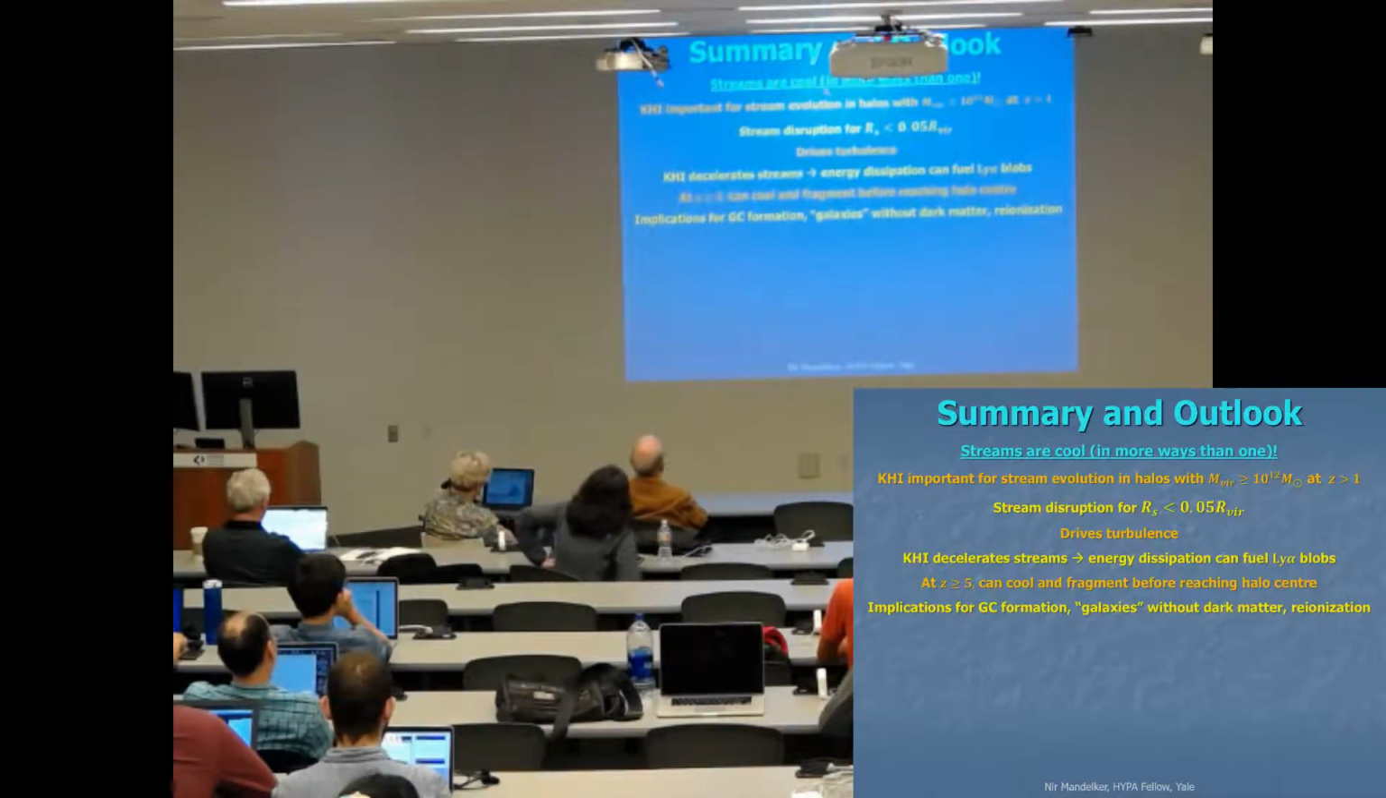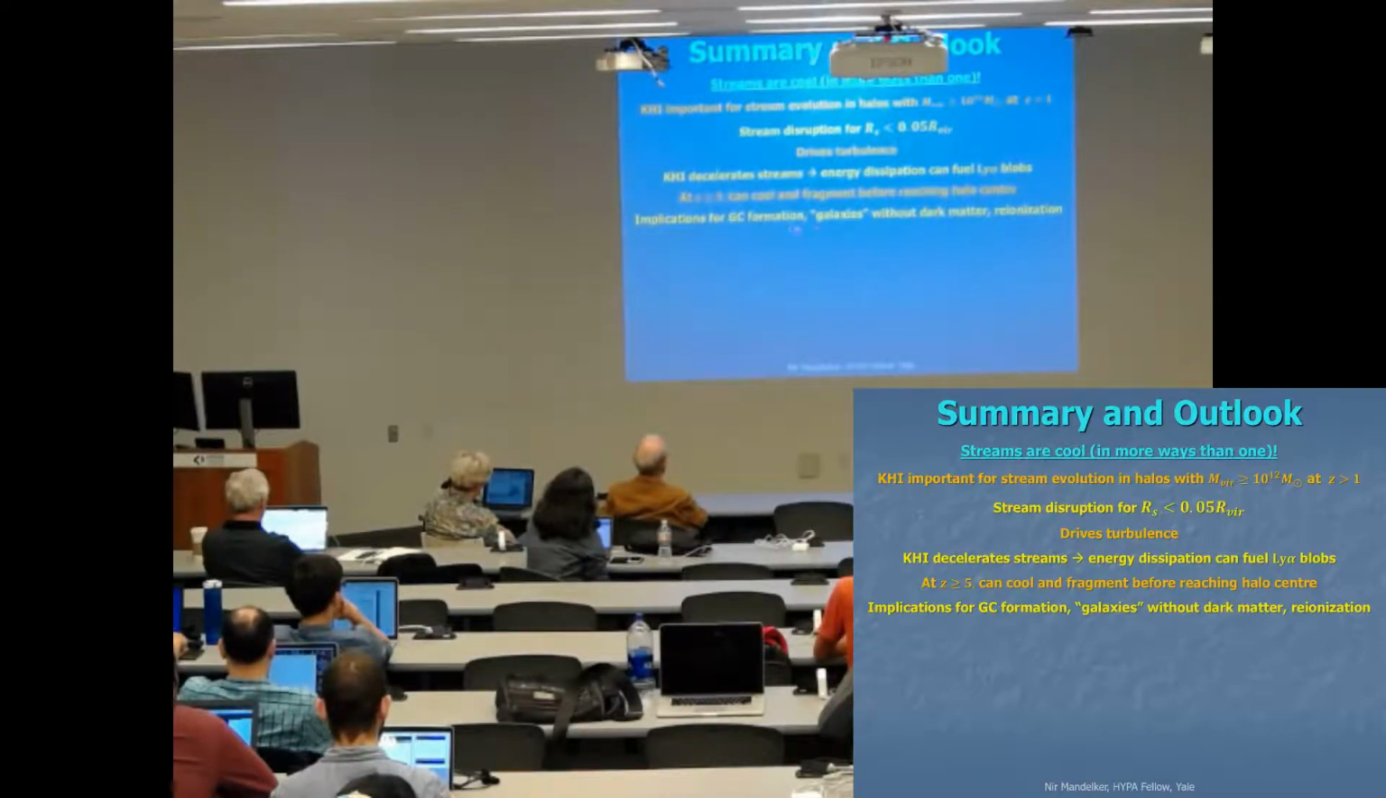Now, my summary: streams are cool in more ways than one. Kelvin-Helmholtz instability is important for their evolution. Streams can disrupt if they're less than 5% of the virial radius. It can drive a lot of turbulence. It can decelerate the streams and fuel Lyman alpha blobs. At high redshift, streams can cool and fragment before they reach the halo center.